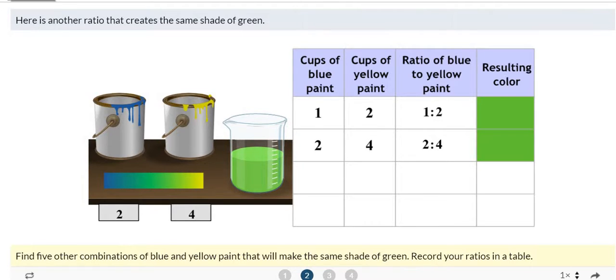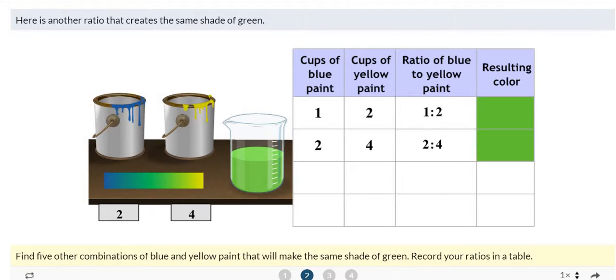Okay, raise your hand if you have an example that would be the same ratio of 1 to 2. Nyla, what you got? I got 4 cups of blue paint, 8 cups of yellow paint, and the ratio of blue to yellow is 4 to 8. Does 4 to 8 reduce down to 1 to 2? Yes.